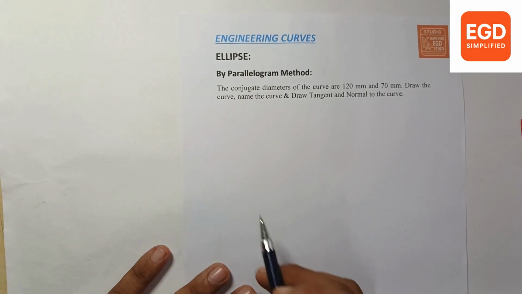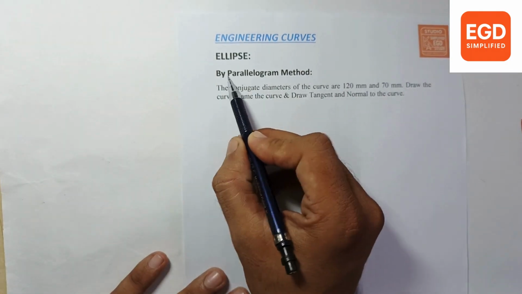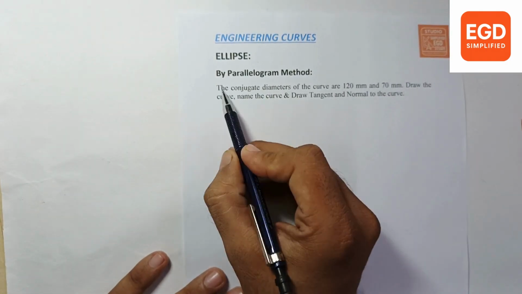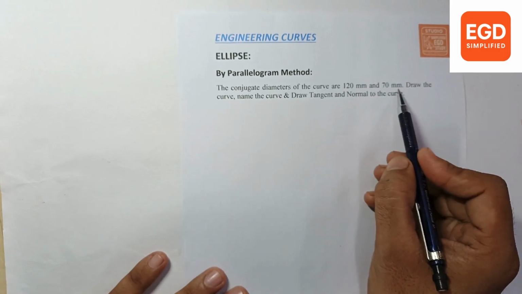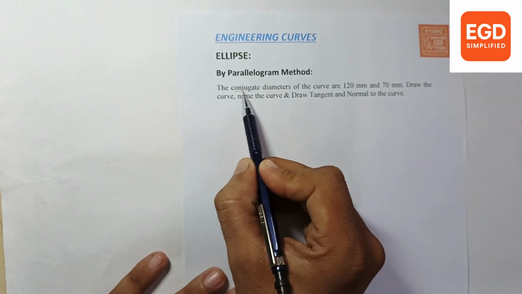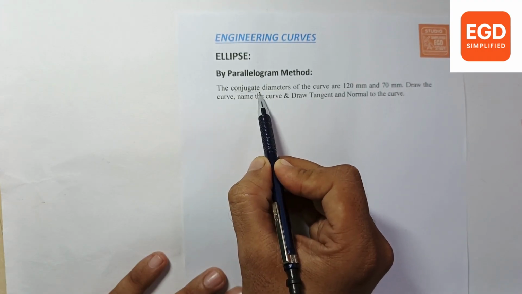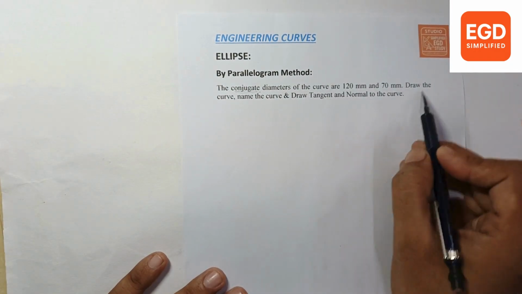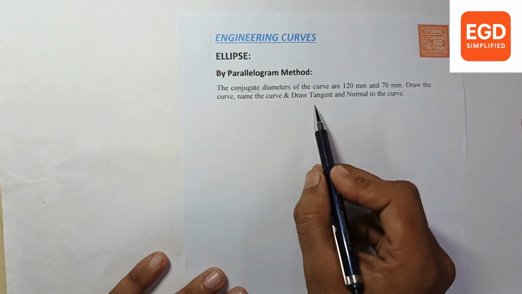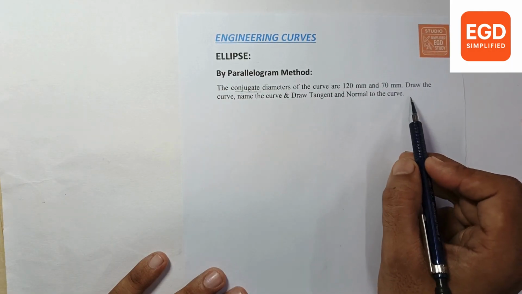The next method to draw an ellipse is the parallelogram method. It is given that the conjugate diameters of the curve are 120 mm and 70 mm. Here the word is conjugate diameters, not major and minor diameters. That we need to identify. Draw the curve, name the curve, and draw the tangent and normal to the curve.